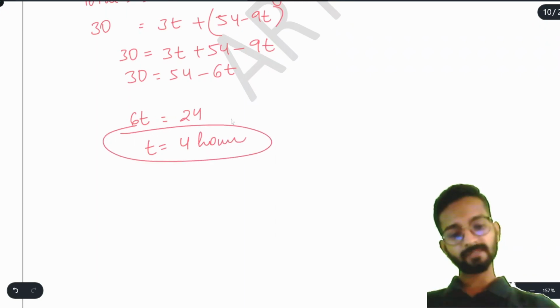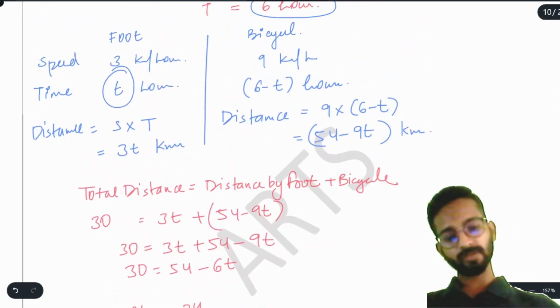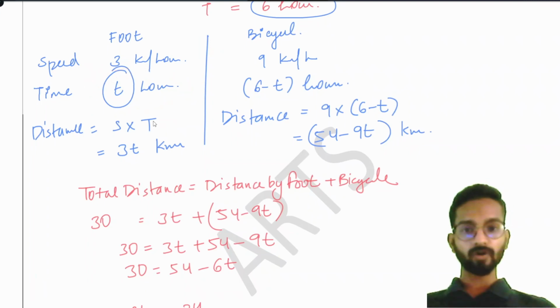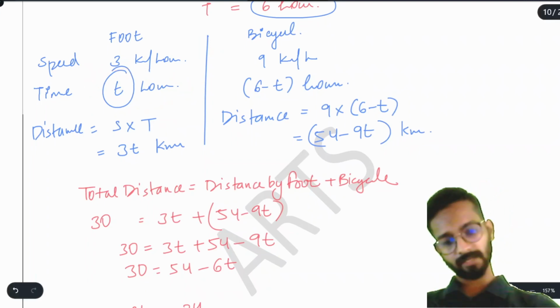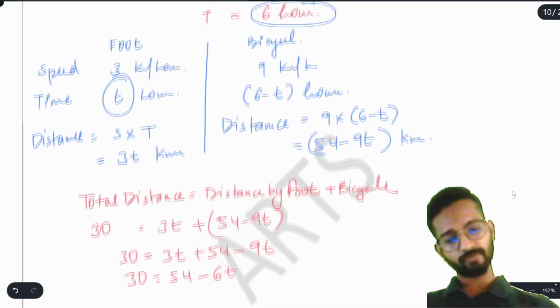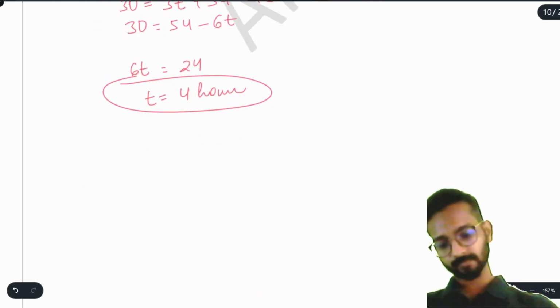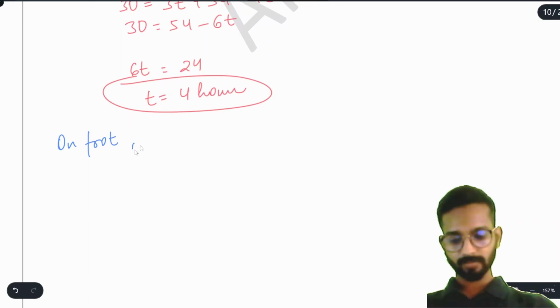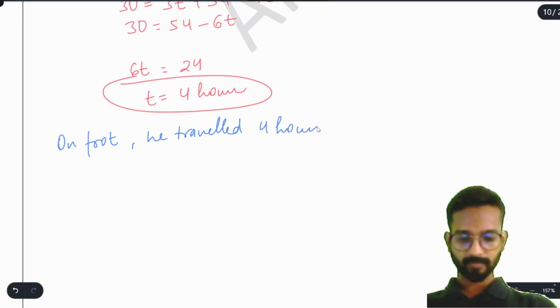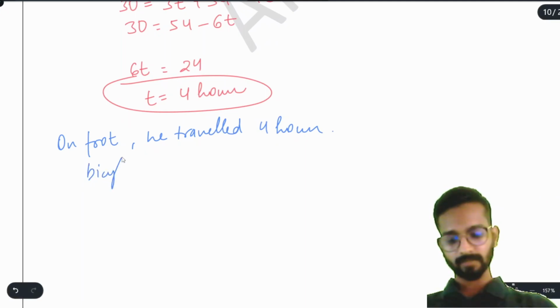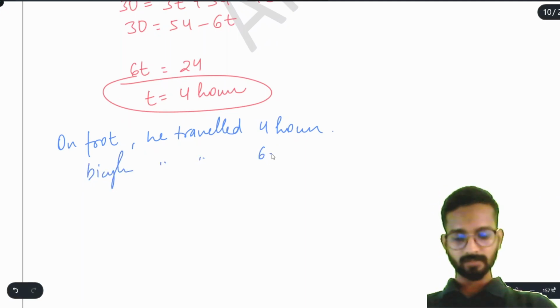What does this mean? This means, where did we assume t? Here it is. It means the person has traveled on foot for 4 hours. If I say now that on foot he spent 4 hours, I will write here: on foot he traveled 4 hours. Totally how much did he travel? Totally he traveled for 6 hours. So now I can say on bicycle he traveled for 6 minus 4, that is 2 hours.